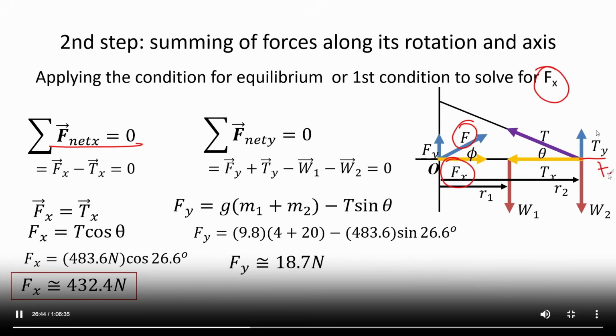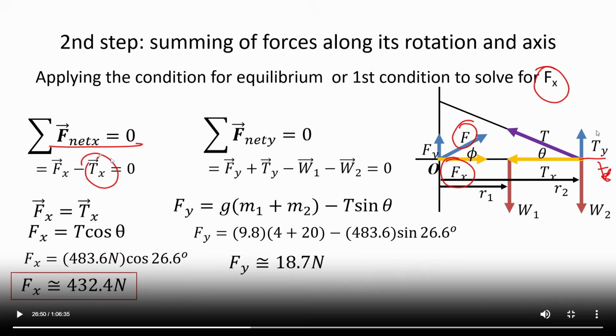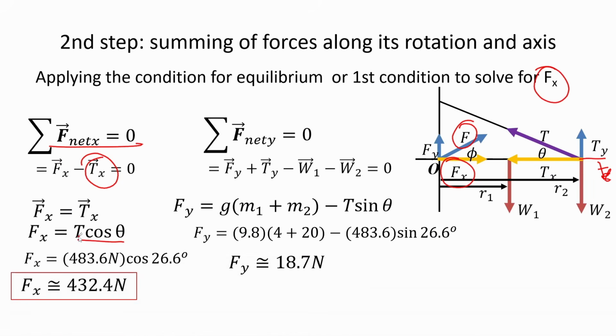Okay, this is the x-axis. Minus, there is one more that is negative, which is Tx. And Tx can be expressed as T cosine theta. And we know theta to be 26.6 degrees and T as 483.6 newtons. So you multiply those two together, but don't forget to take the cosine first, and you get the force exerted by the wall is 432.4 newtons.